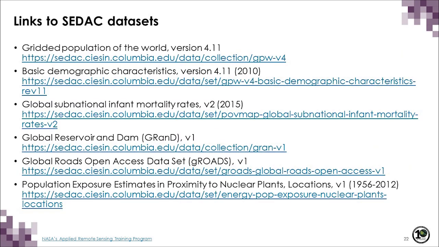These are the links to the databases described so far. The Population of the World version 4.11, basic demographic characteristics version 4.11, global subnational infant mortality rate version 2, 2015, global reservoir and dam grand version 1, global roads open access dataset GRoads version 1, and population exposure estimates in proximity to nuclear plants version 1.